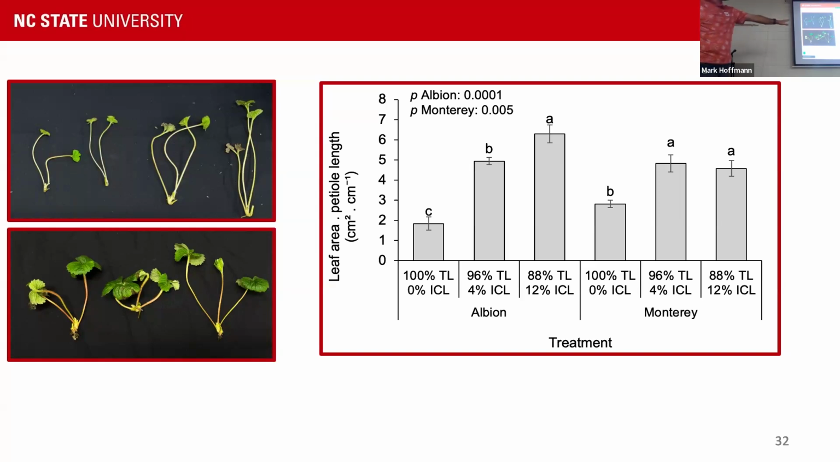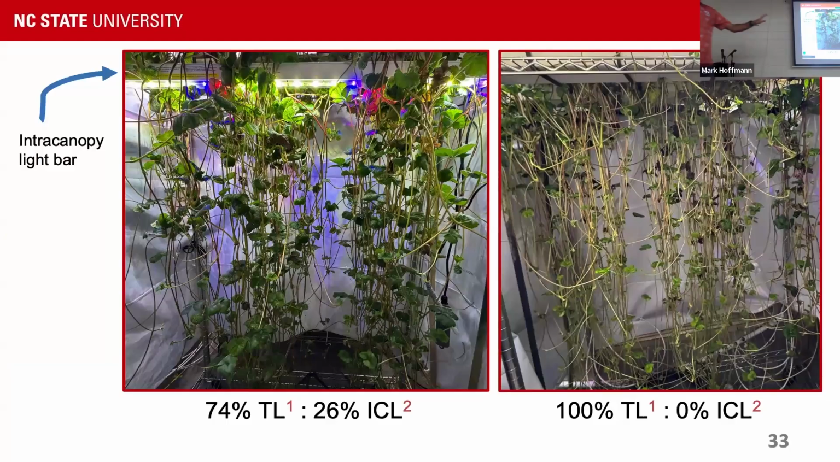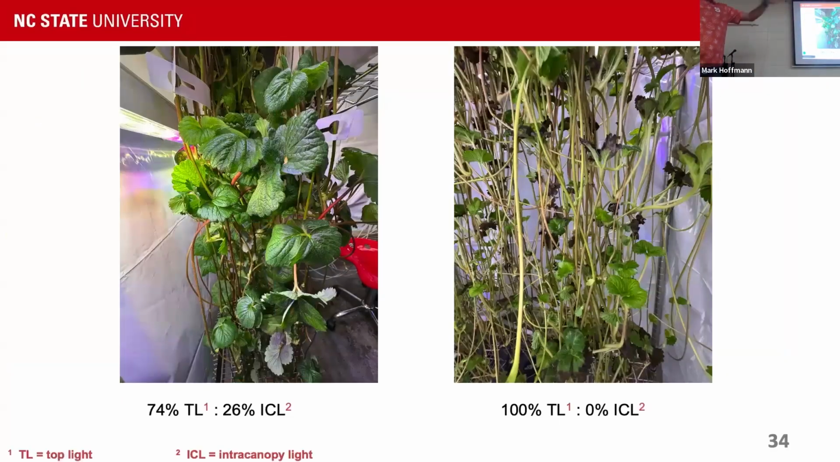You can see in Albion, providing light increased the quality. In Monterey, also providing light increased the quality, but there was no difference in the amount of intracanopy lighting for increasing that quality. Here you can see a real photo. This is 74% top light, 26% intracanopy. You can see the difference in quality. All of those are just petioles and really low quality plants. I put another photo on the side so you can actually see what happened.